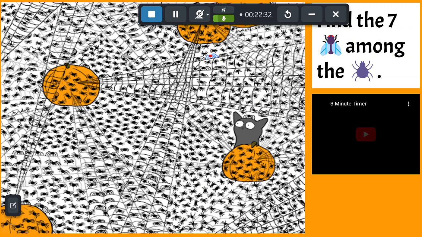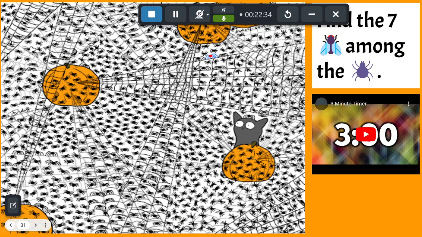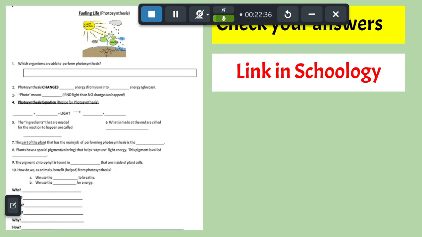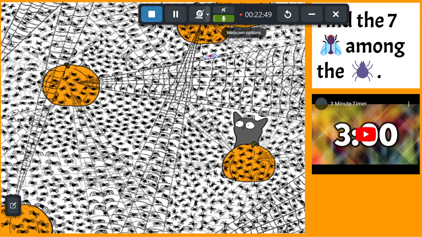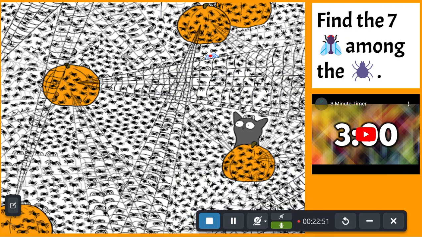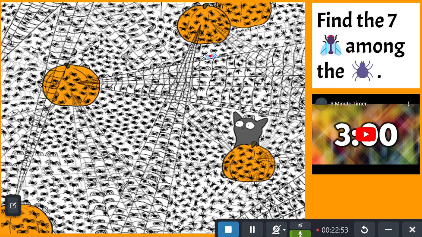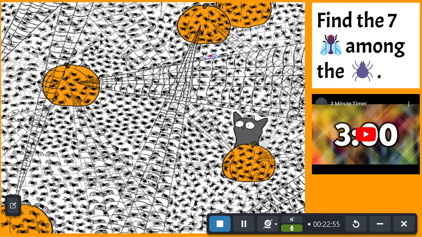Okay, and whoops, I need to back up. You can check your answers on the link in Schoology that'll be available partway through the lesson or sometime after the lesson today. All right, so if you'd like, you can spend a couple minutes looking for the 7 flies among all of these spiders.